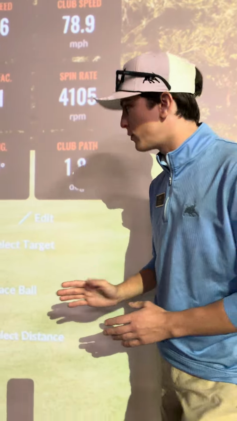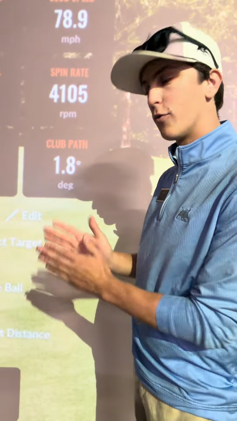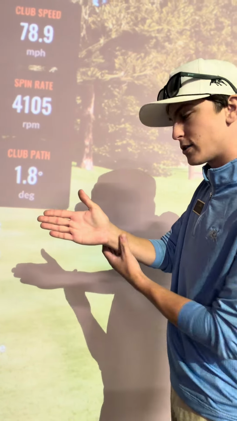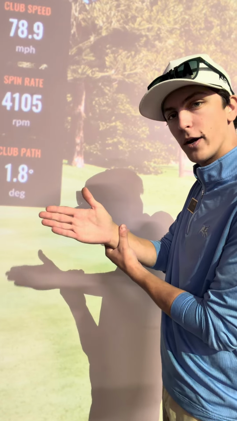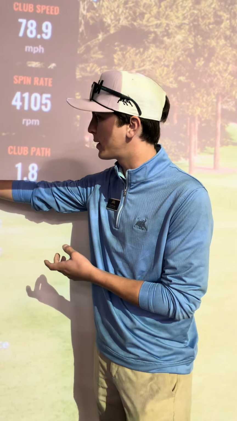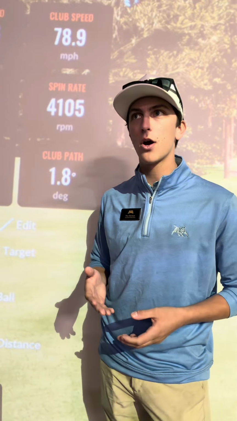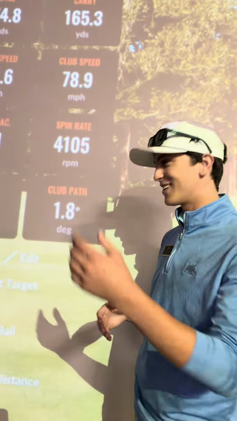So when you're looking down, this is going to be a static number of when your club makes contact with the ball. So when it makes contact with the ball, depending on which way your face is pointing, that's what this means. So 0.9 degrees, that is really good. That means we're basically straight at the target. And 0.9 is actually going to be to the right. Yeah, good job. There you go.